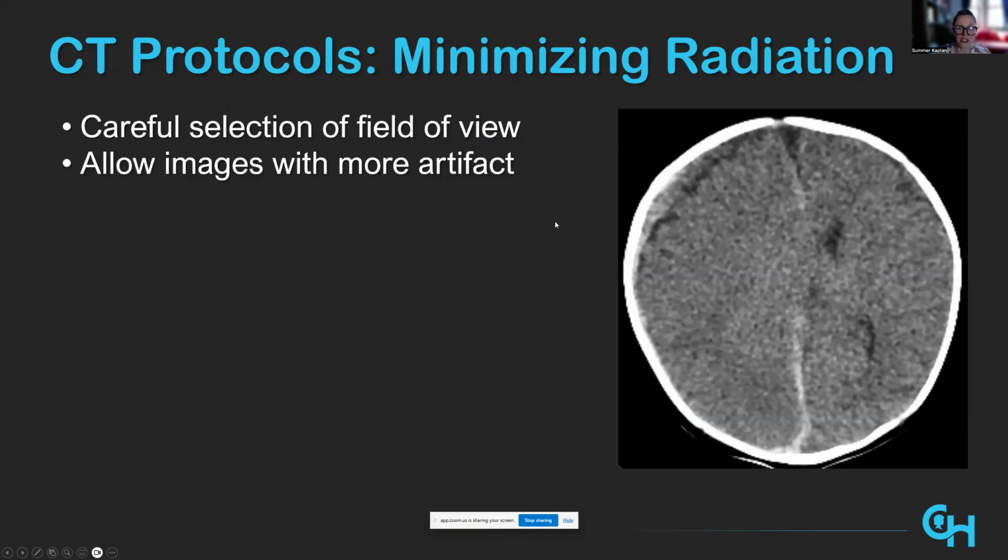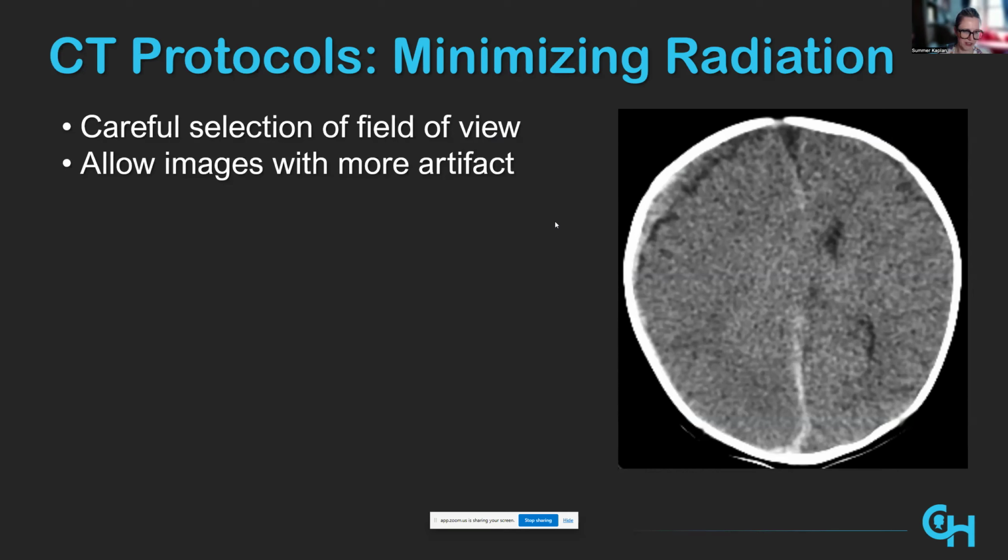And why are we so selective about imaging? As I mentioned earlier, we try to minimize radiation in children because of that long-term risk that they could develop cancer from these ionizing radiation events in their DNA. So the best thing we can do, besides not doing CT, is to carefully select the field of view that you're going to use.